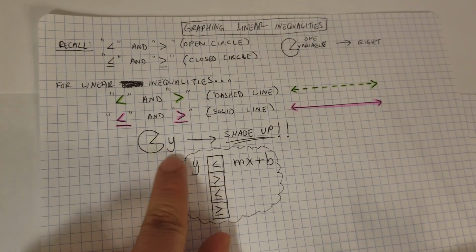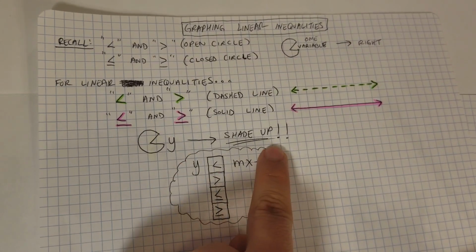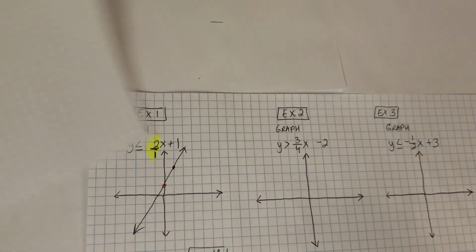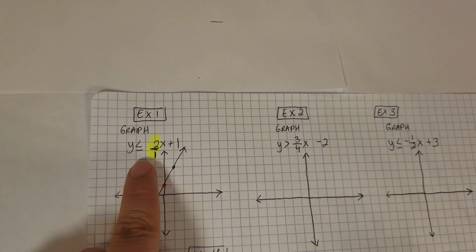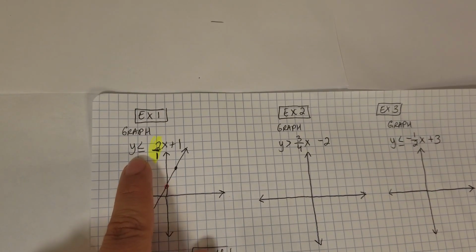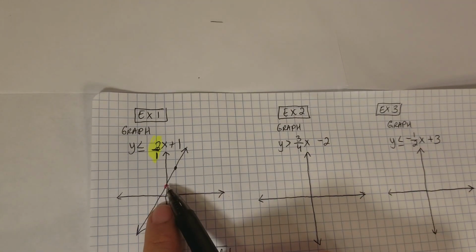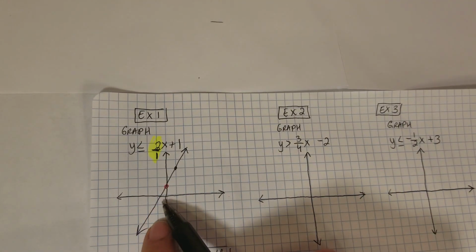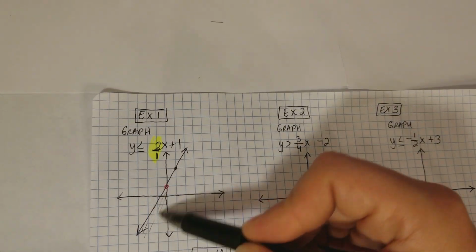Well, if the little alligator or Pac-Man is eating the y, we shade upwards. So in this case, it is not eating the y. So we would not shade up, we would shade down. How do we know which way is down? Well, if you go to the y-intercept, below that point would be down. So we're actually going to be shading this region here.